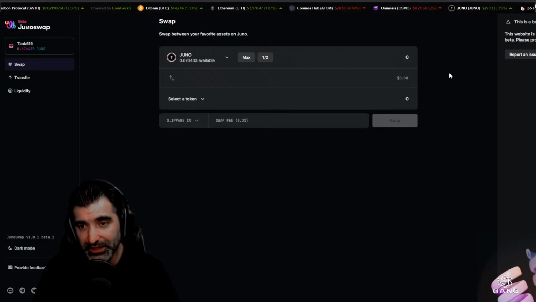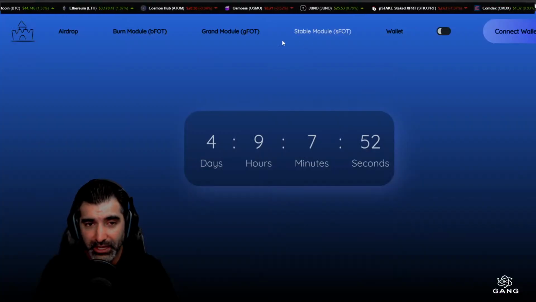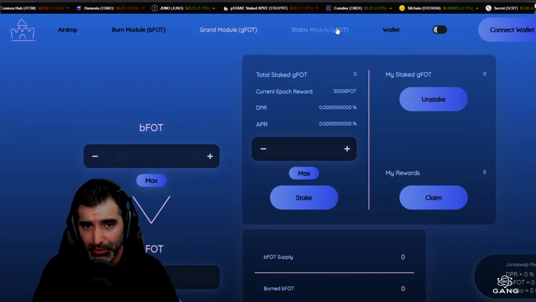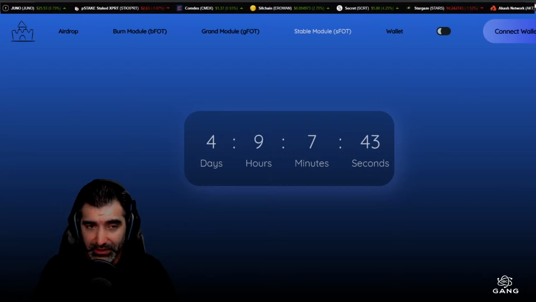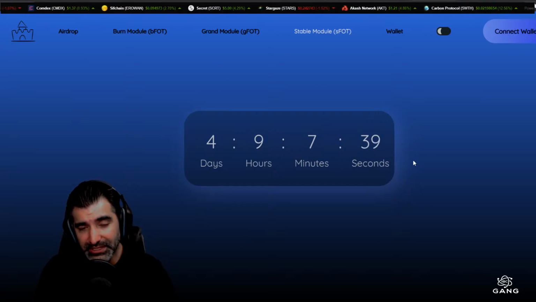after looking at the documents and the liquidity and the lockup of people's FOT or GFOT and stuff like that, and we still have, what is it, 4.5 days left until SFOT comes out. This is the off ramp, right? This is one of the key moments when this goes live.